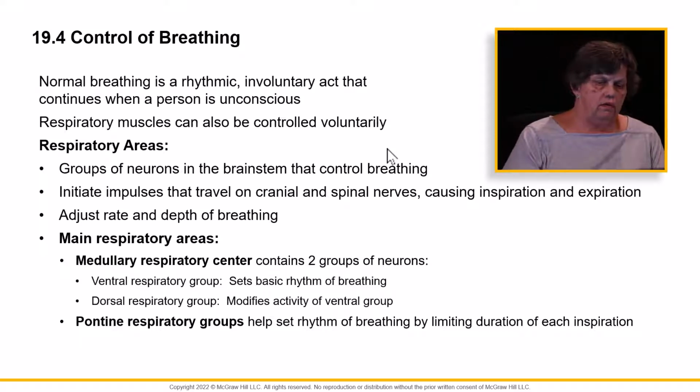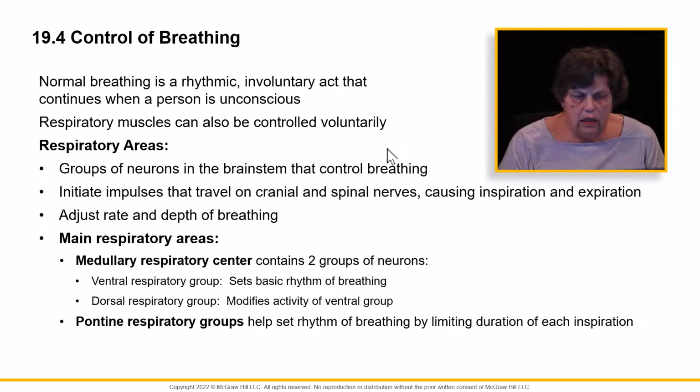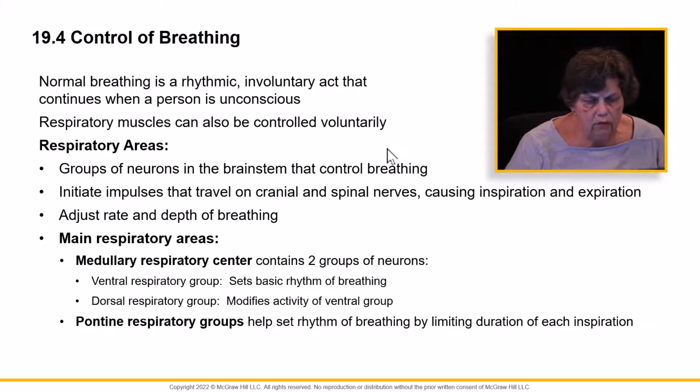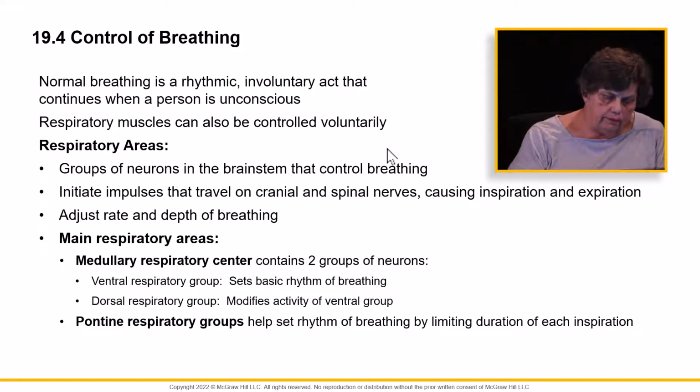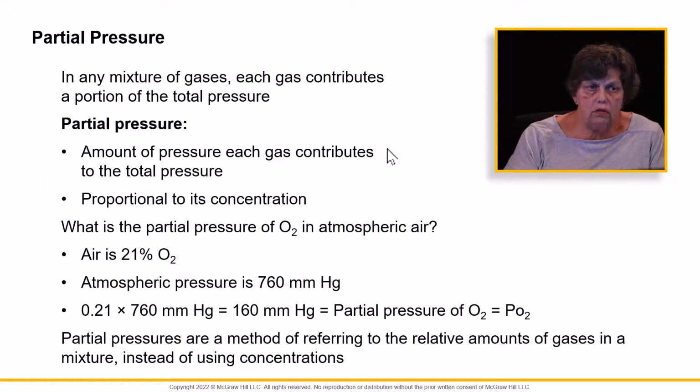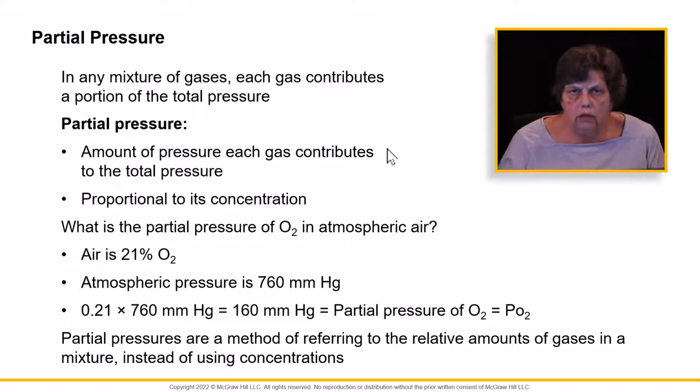They set the activity. You have the pontine respiratory group that limits the duration of each inspiration. You can't overinflate your lungs. There is a stop to it. So if you do this exercise where you breathe in and don't breathe out, and breathe in and don't breathe out, you can only get so much air in.